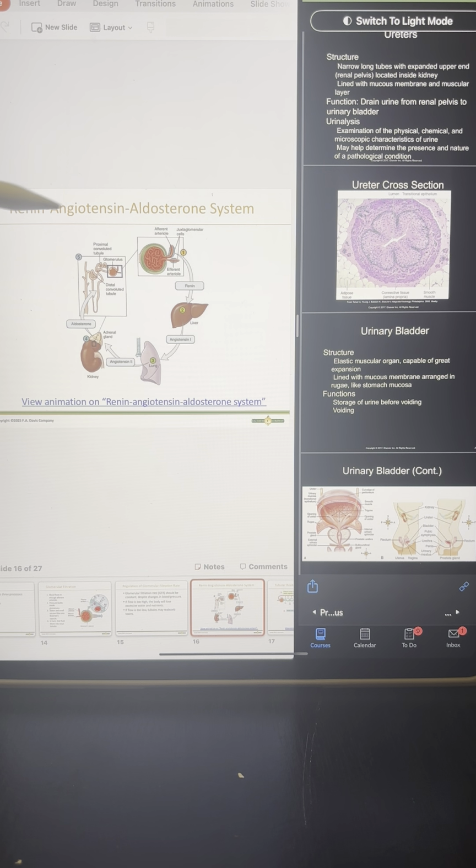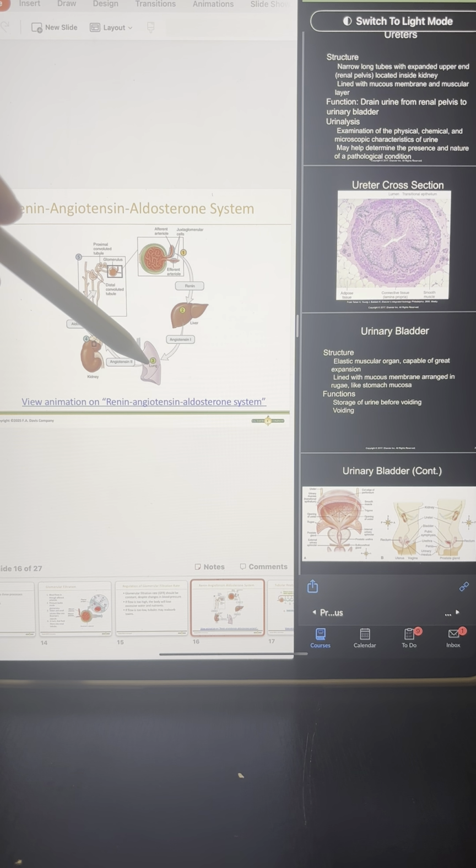All right, your renin, this is the same thing we just went through. Your renin, angiotensin, aldosterone system. Okay, so our blood pressure goes low. We stimulate the renin. The renin turns angiotensinogen into angiotensin 1.